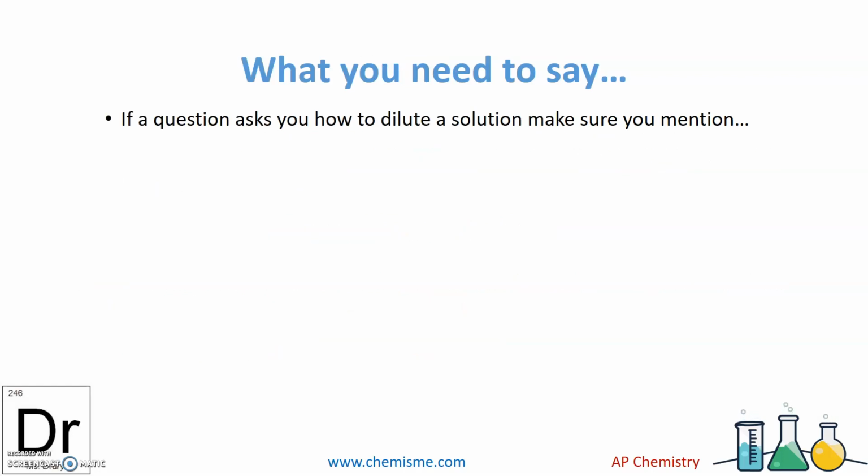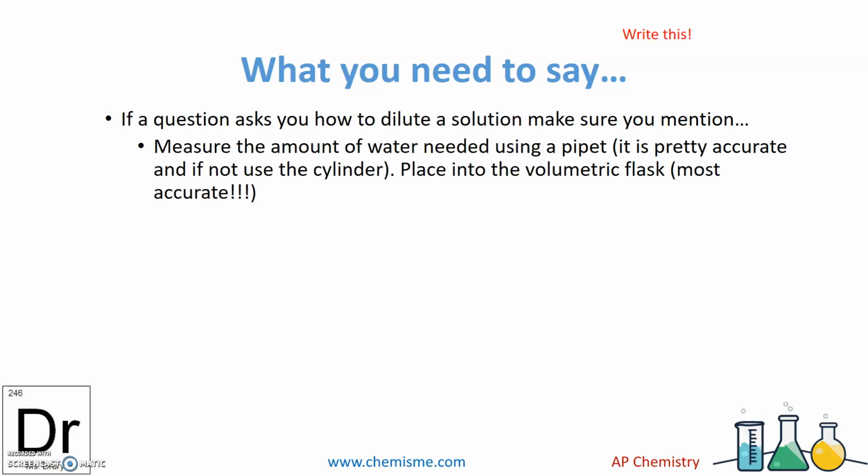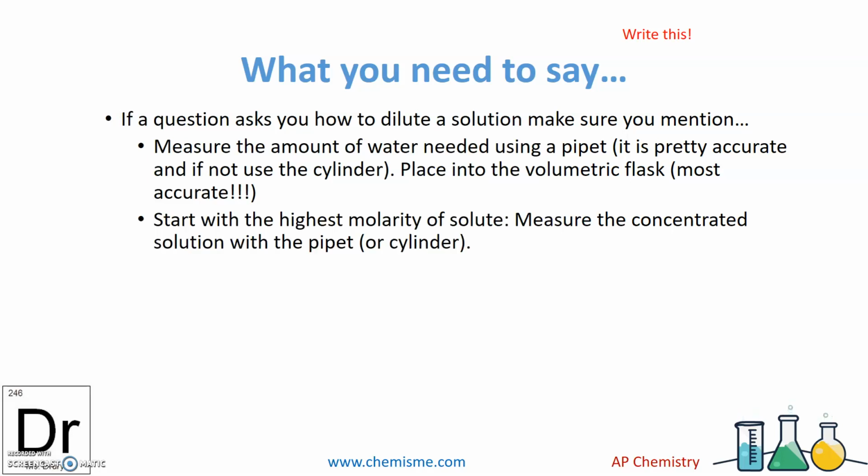Some of the things that we want to say are really specific. So if a question asks you how to dilute a solution, make sure that you mention, and you should probably write this down, that you measure the amount of water needed using a pipette, or if that's not available, you'll have to use a cylinder. Never a beaker. Beakers are really just placeholders. And then place it into a volumetric flask, because this is the most accurate piece of glassware we have, so you can get a really specific dilution.